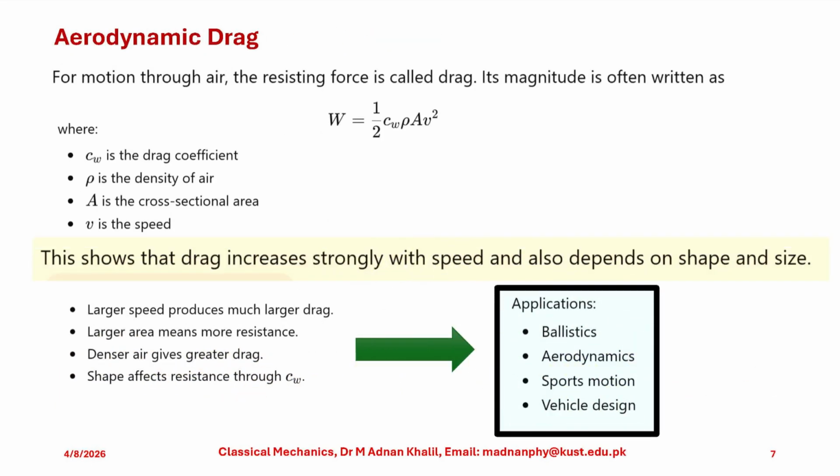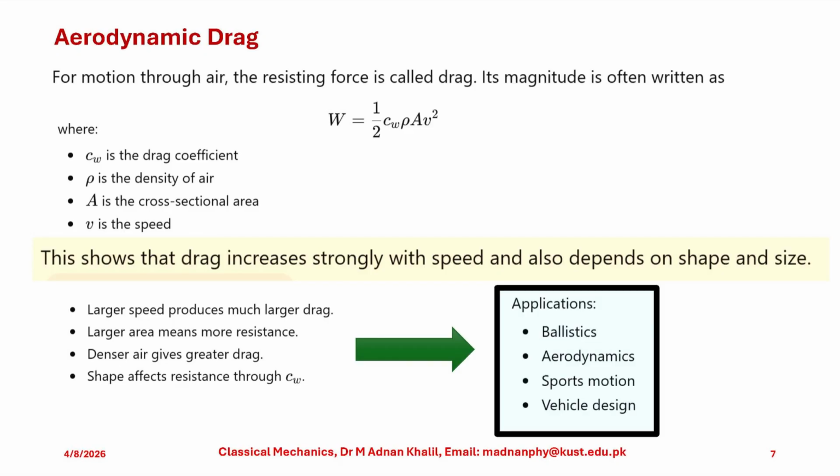Here we introduce the aerodynamic drag, which is the retarding force experienced by a body moving through air. The formula shown is F_D equals half C_D rho A times V square, where this symbol C_D is the drag coefficient. It depends on the shape and flow conditions.